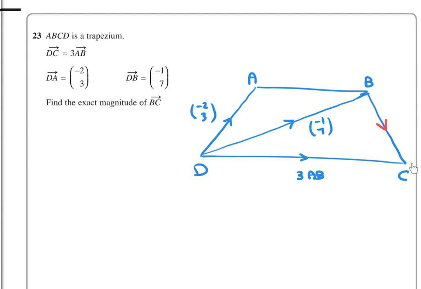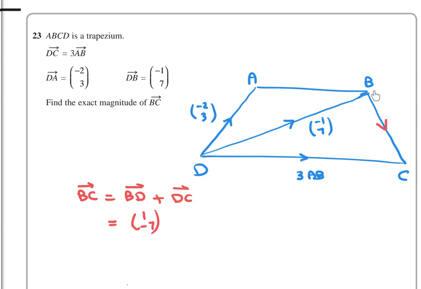Vector BC, we can find through D. So BD plus DC. So vector BC equals vector BD plus vector DC. We have DB (-1, 7), and BD refers to the opposite direction, so change the sign, so (1, -7). Now vector DC is 3 times the vector AB. So we need to find vector AB and then multiply by 3.